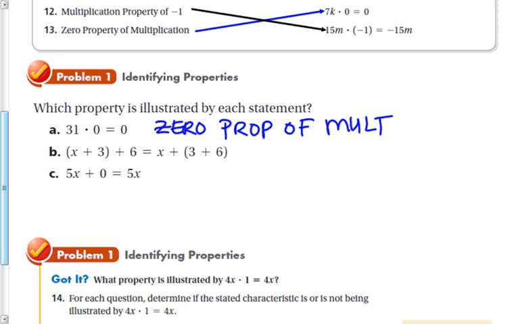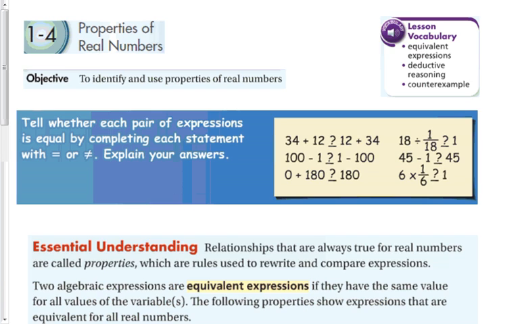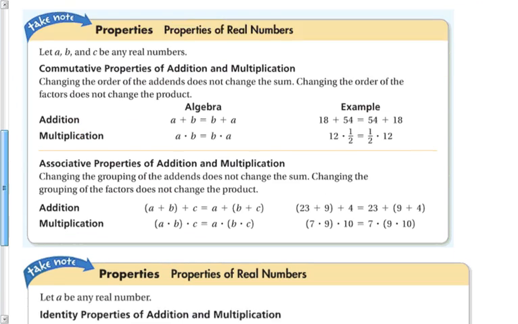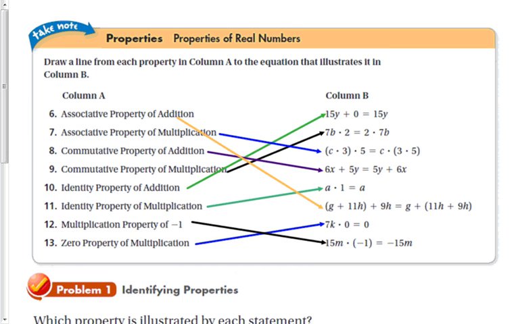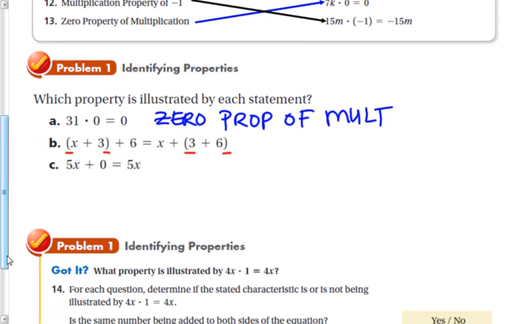Okay, and this one, the thing you want to notice is that the parentheses around the x and the 3 here, and here they're around the 3 and the 6. So the parentheses moved. The property where the parentheses are moving, that is the associative property. Right here, notice they're around the A and the B, and here they're around the B and the C. So that one's going to be the associative property of addition. Associative property of addition. Careful how you abbreviate associative.